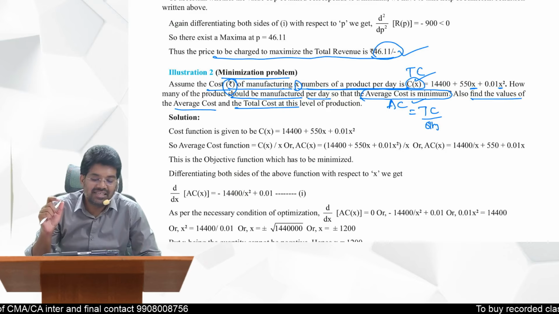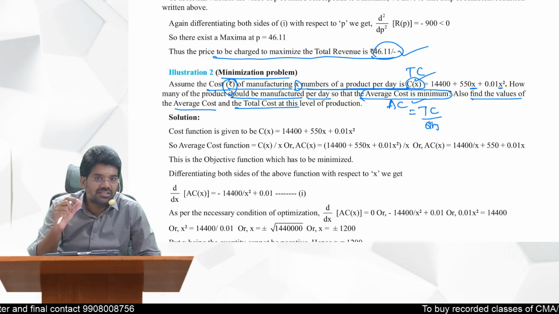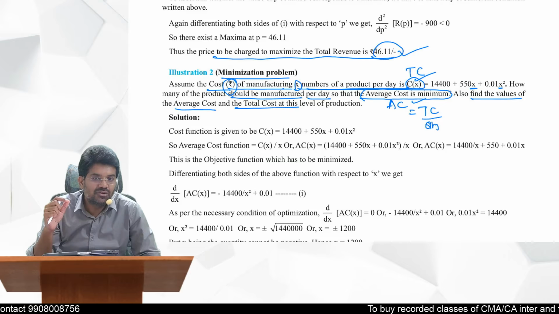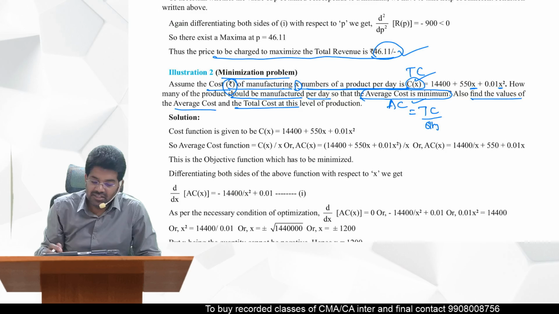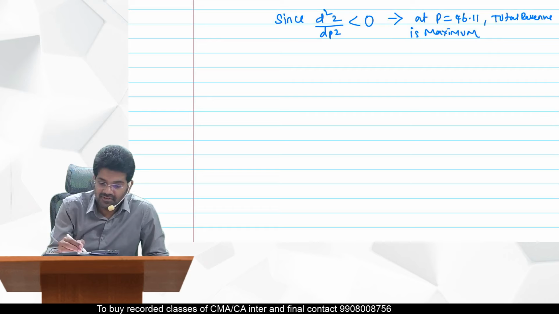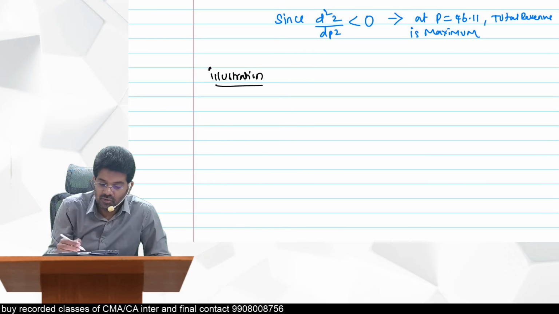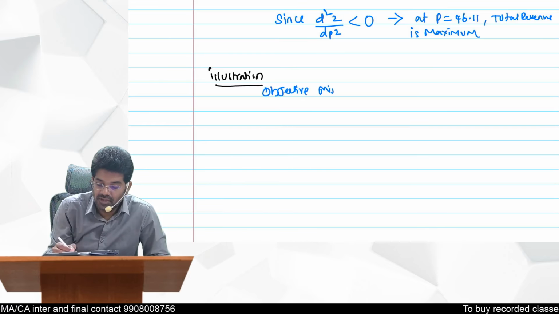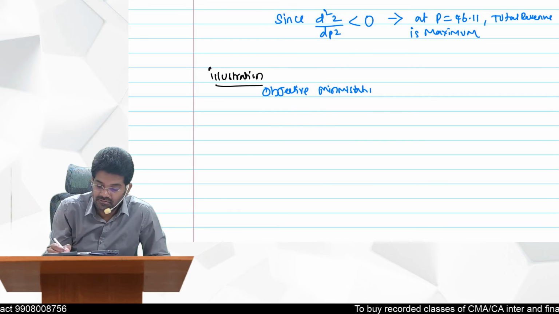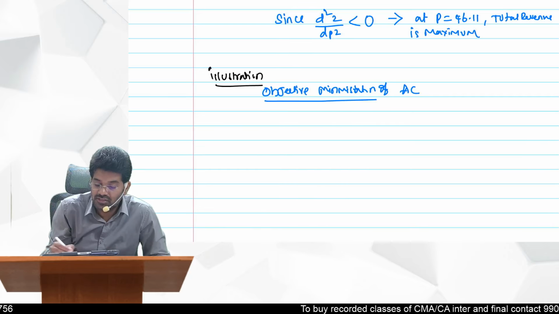Now since the objective is to minimize the average cost, right? So the last should be greater than 0 or less than 0? Second order derivative, it should be greater than 0. So let us do minimization now. Illustration 2 quickly. Illustration 2. What is the objective? Objective is minimization of average cost, not total cost, average cost.